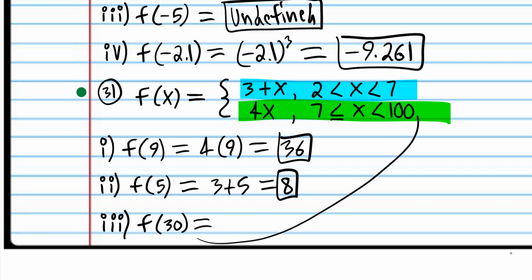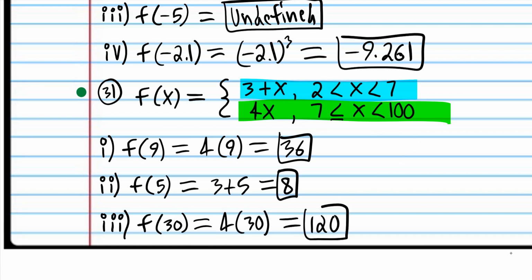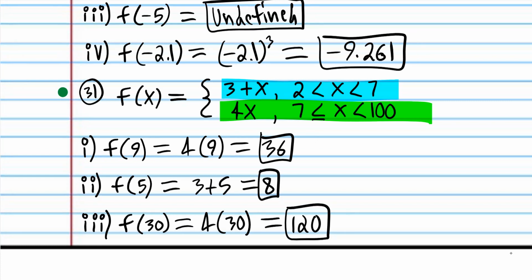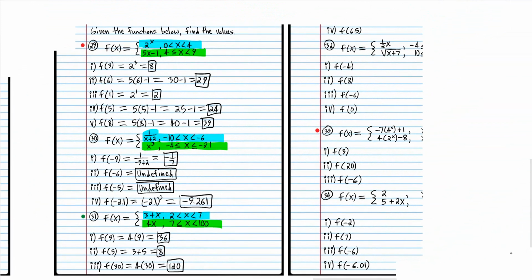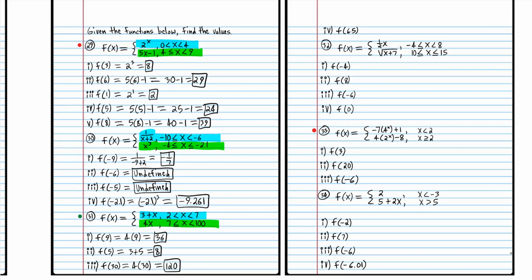30 is in this interval, so we're going to use the green expression. So we have 4 times 30, which is 120. So if you got that right, excellent. Try number 4 here. Don't forget that one.